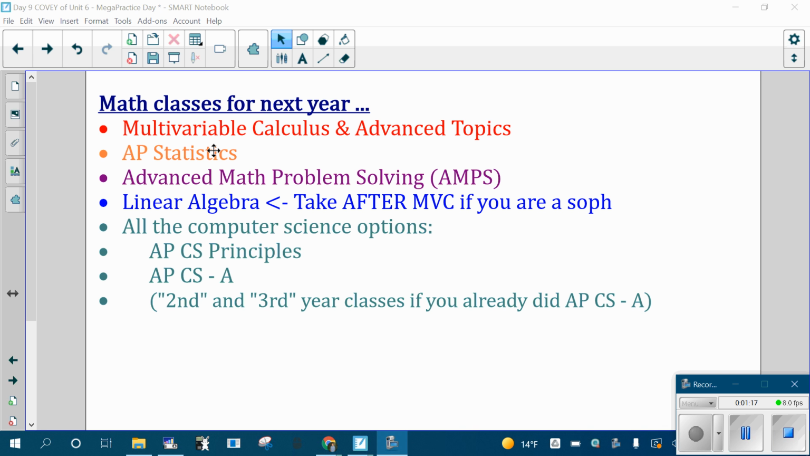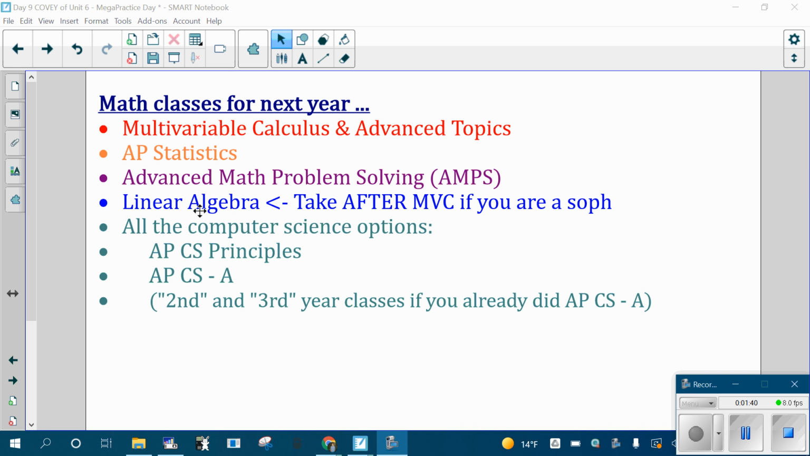Another math option is AP Statistics. It is a college level statistics class. It's not algebra based as much, and so you're not going to see as much algebra, but it's really cool content. I think that all of you guys really could be successful in this class if you want to take it. It's great exposure. A lot of things in college require you to have some statistical understanding. Great class to take.